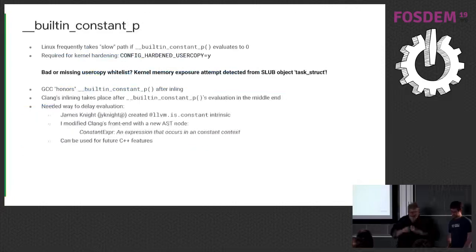Okay. He had mentioned earlier that there had been kind of lacking support for some of the GCC features in Clang. And one of the big ones was __builtin_constant_p. It wasn't that we were getting it wrong. It's just that GCC was doing what GCC does.